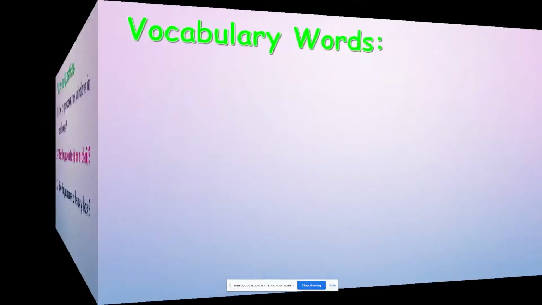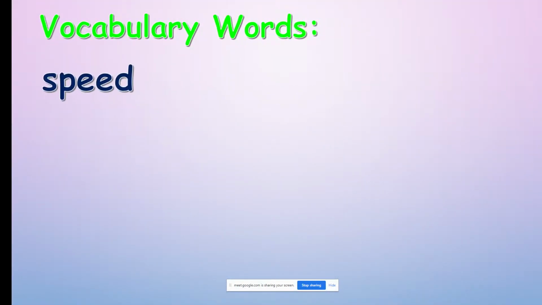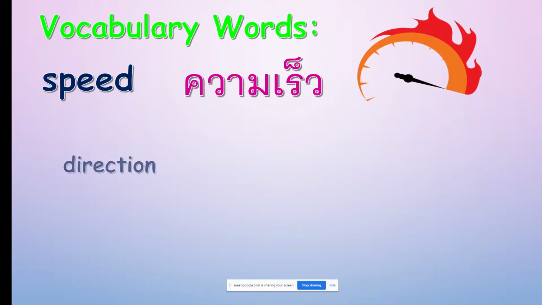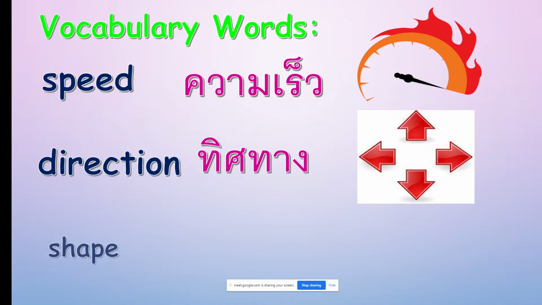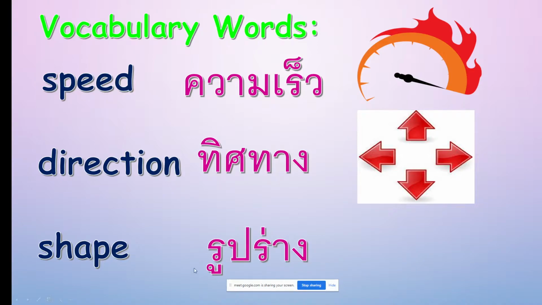Now for our vocabulary words, we have speed. Everyone say speed. Speed. Next is direction. Sometimes people say direction. They are both correct. Next is shape. Shape.